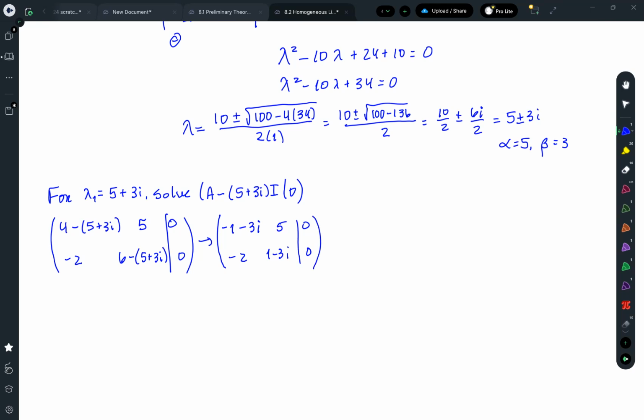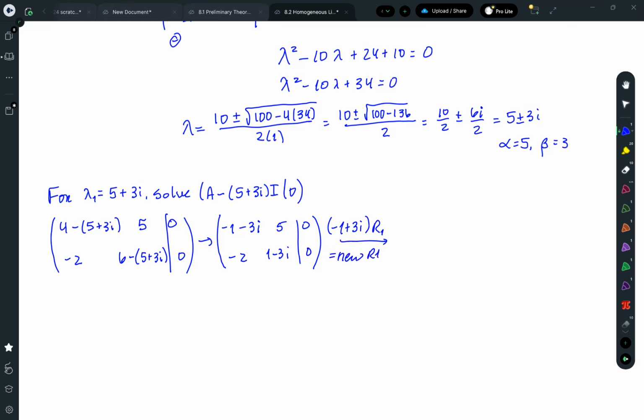Okay, now what I decided to do in this one is to multiply row 1 by the complex conjugate of negative 1 minus 3i. The complex conjugate of negative 1 minus 3i is negative 1 plus 3i. And you'll see why I did this in just a moment.